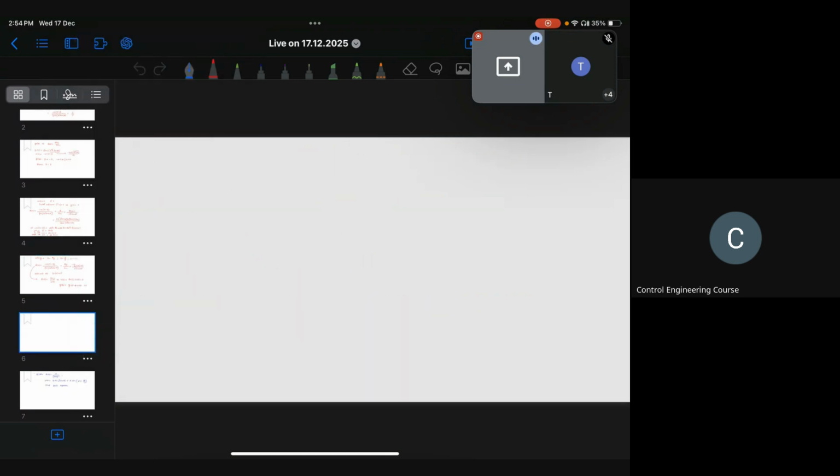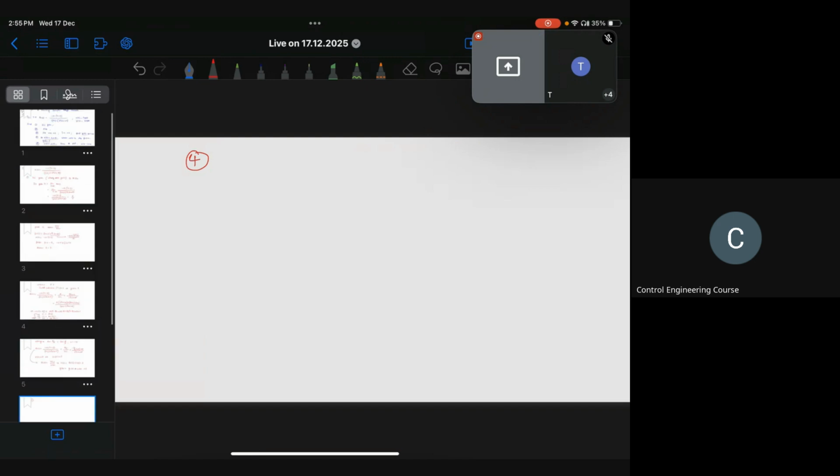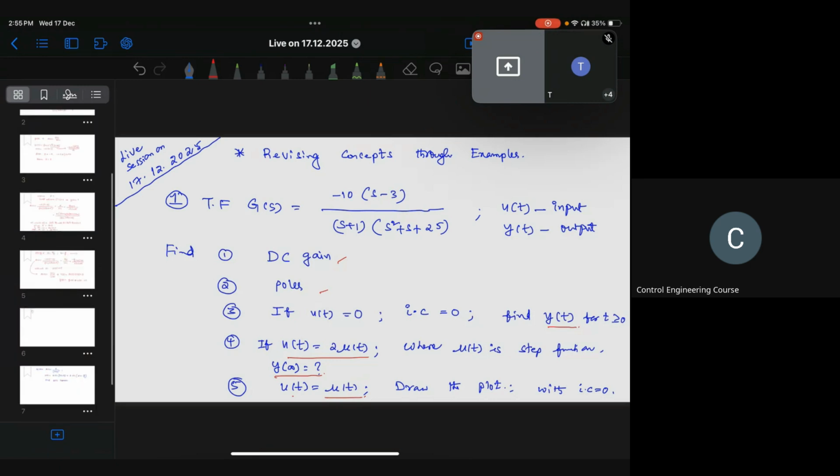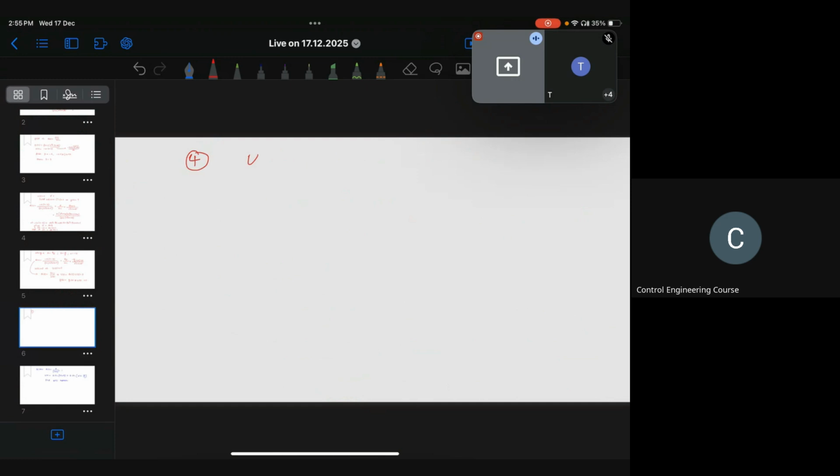Next, the fourth question is when you have u(t) equal to 2 mu(t), where mu(t) is the step function.